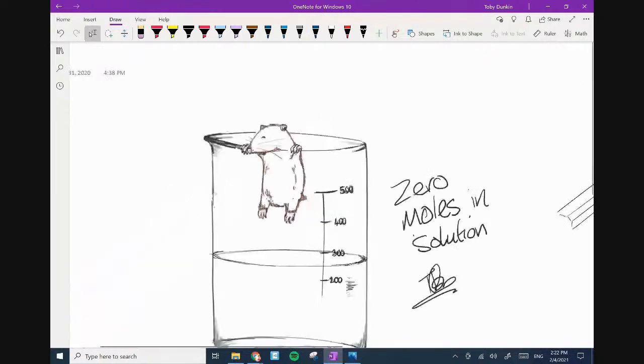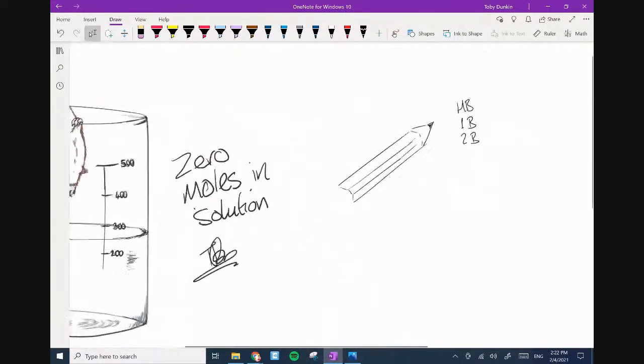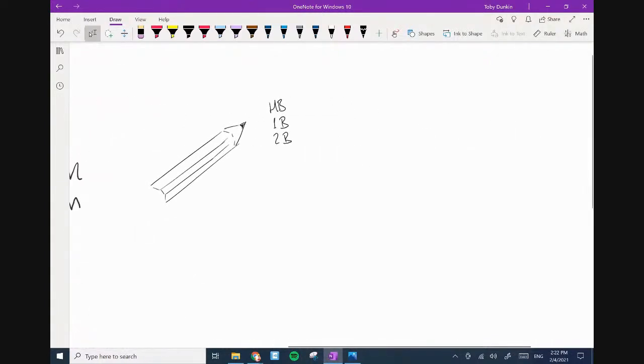Yeah, 1 mole in solution. Calculations, you do that after bonding, guys. But anyway, so they add clay to it.